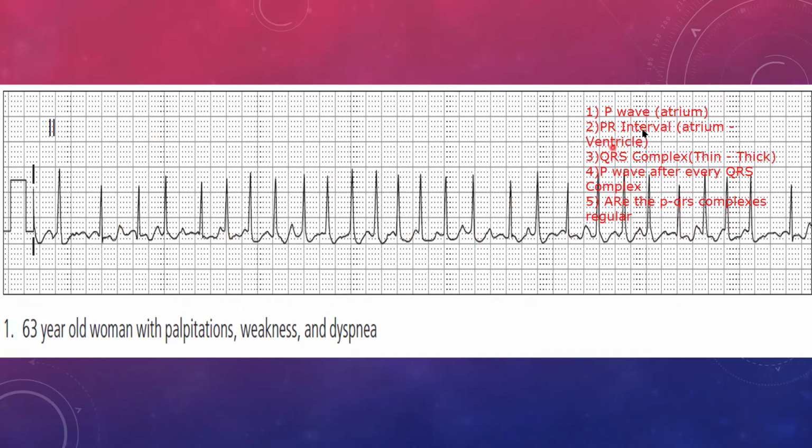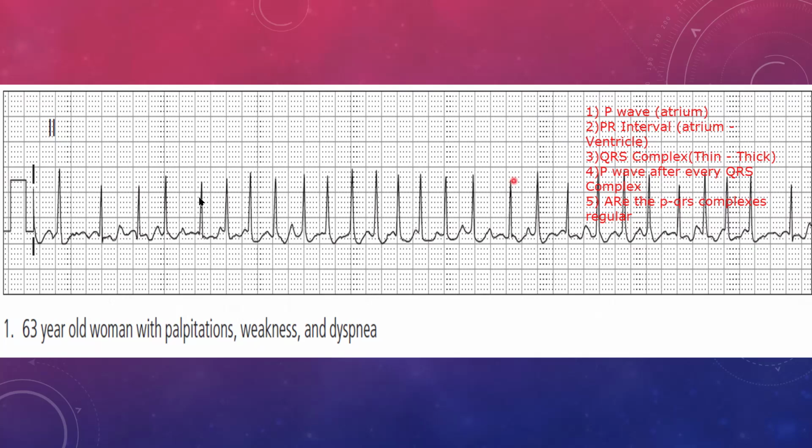That's the first thing that we can see from this. The second thing that we look at is the PR interval. Because we can't make out what's a P wave exactly, is this a T wave? Is this a P wave? Is this a P wave or is that a T wave? We don't know. So we can't talk about the PR interval in this case.